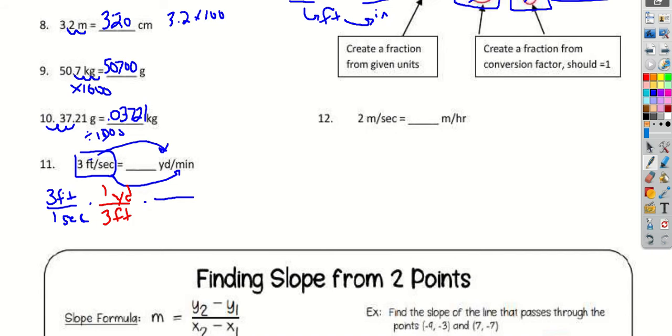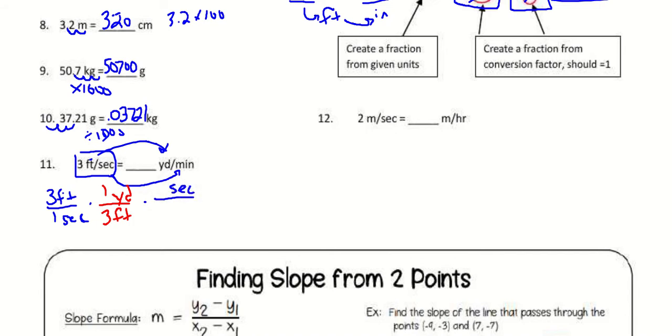Now I want seconds to cancel, so seconds are up top, and minutes are going to be down low, so the seconds are going to cancel. And there's 60 seconds in 1 minute. And so now I'm just going to essentially multiply across. 3 times 1 times 60 is 180. And then on the bottom, 1 times 3 is 3, which is equal to 60. And then if you look, the feet cancel, the seconds cancel, and I'm left with yards per minute. And so my answer is 60 yards a minute.